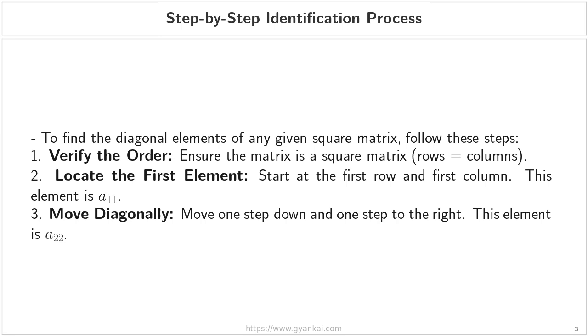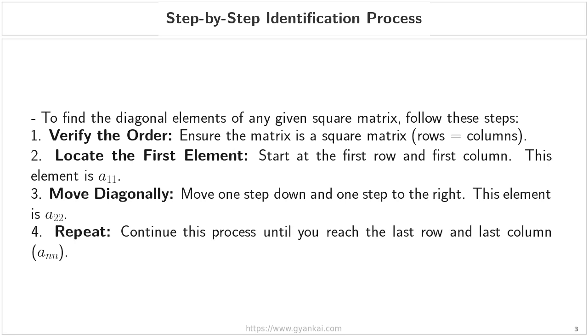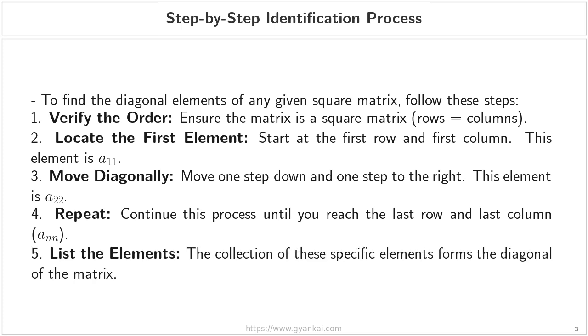Continue to repeat this process, moving one row down and one column across, until you eventually reach the very last element in the bottom right corner. This final element is denoted as a sub nn, where n represents the total number of rows or columns. Finally, list these specific elements together. This collection of values, starting from the top left and ending at the bottom right, forms the diagonal of the matrix. In the next slide, we will apply these steps to a concrete example to see exactly how this works in practice.